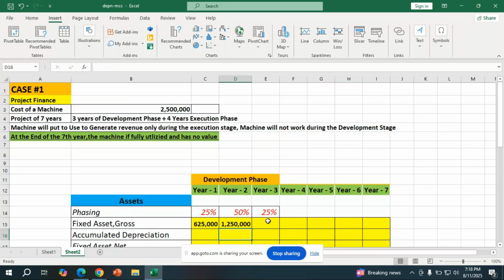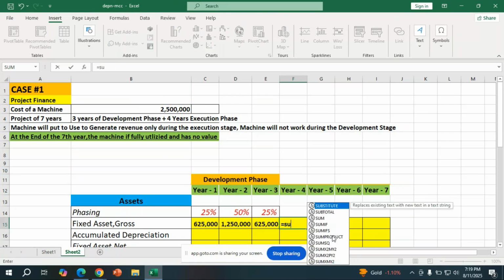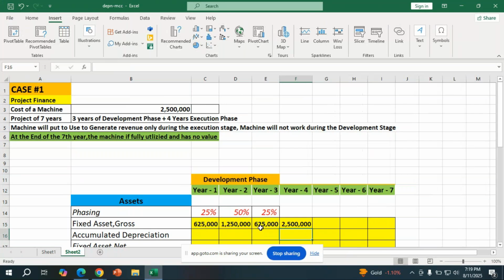Now again, same thing, 25%. So 25 lakh into 25%. Year 4, year 5, year 6, year 7 are the execution stages. So year 4 is what? 25 plus 50, 75%. 75 plus 25, 100%. So equals to the sum of all the three, where you can use a sum function. Got it? Like this for year 4.